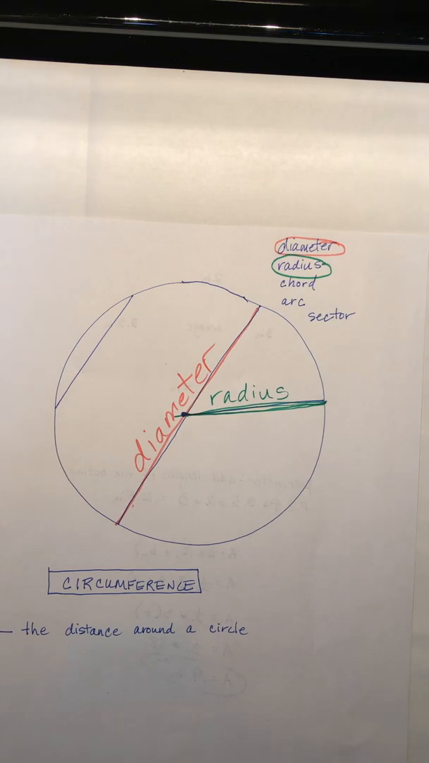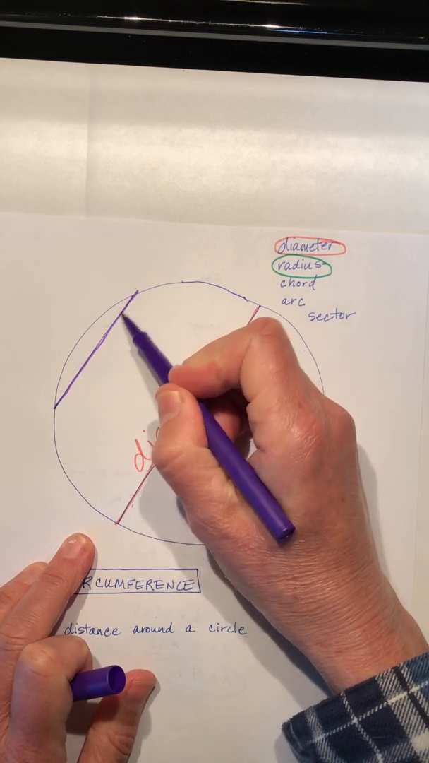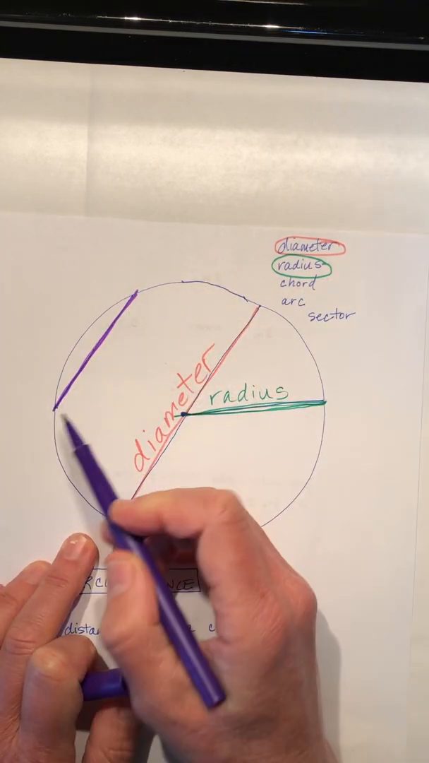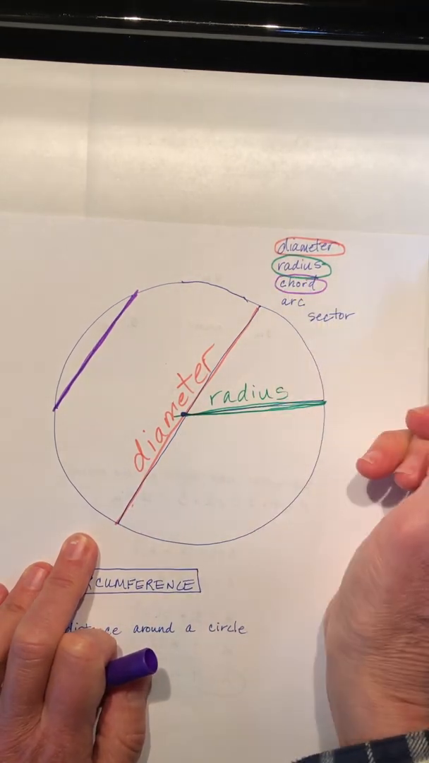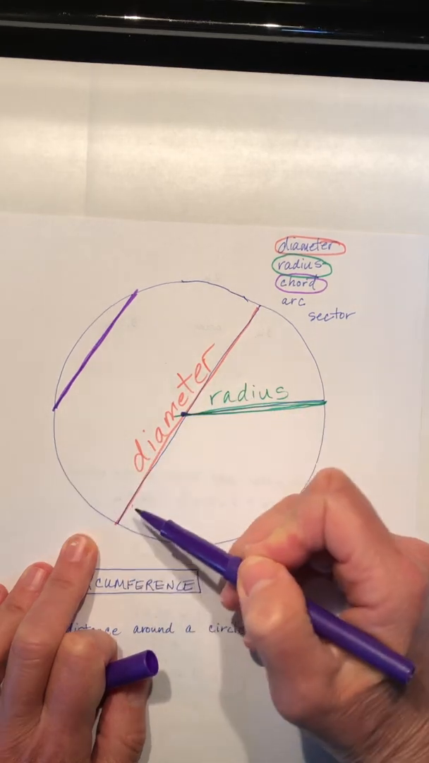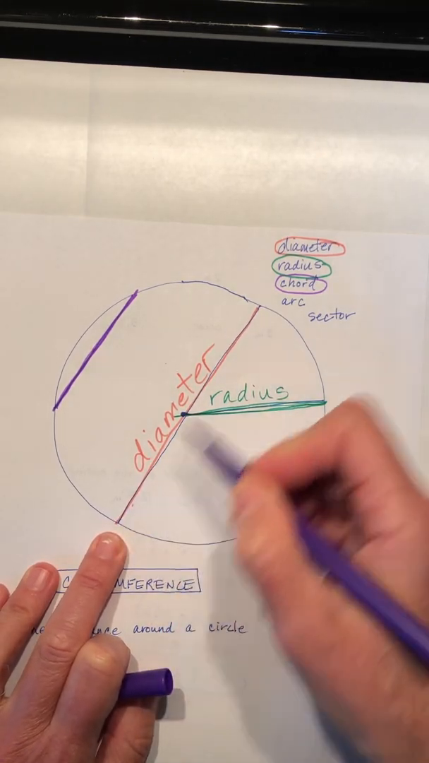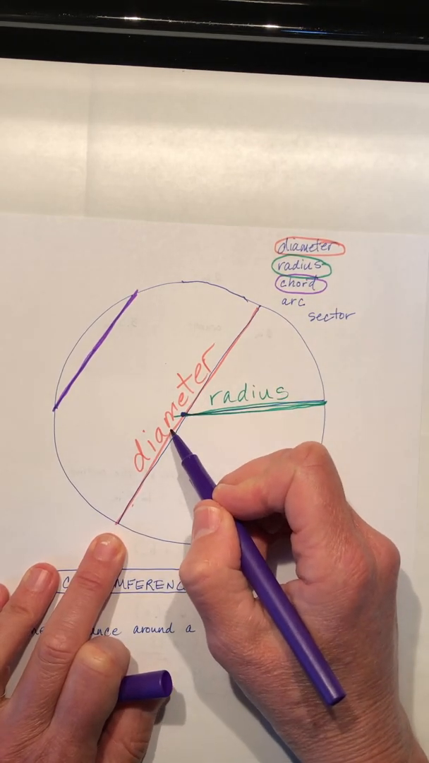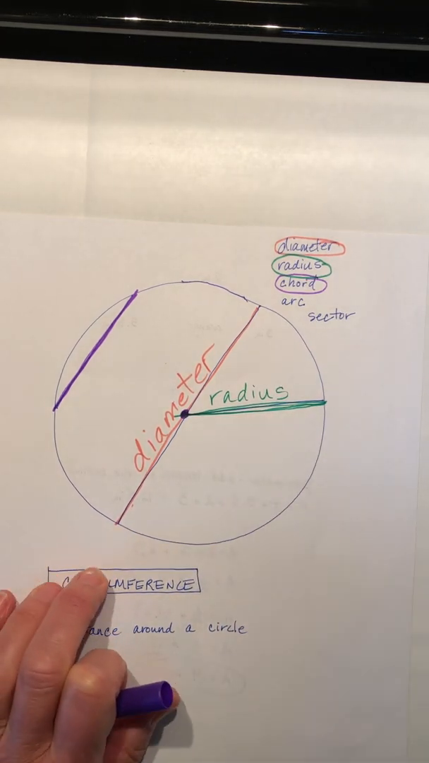And let's see, a chord. Here's a chord. So a chord can be any straight line that crosses from one point on the circle to any other point on the circle. So this is a chord. And actually the diameter is a chord as well because it goes from one point of the circle to another point of the circle. But diameter is a special chord in that it goes through the center of the circle.